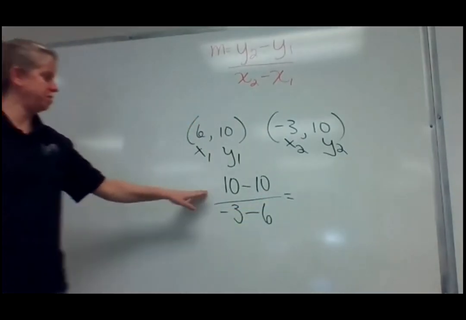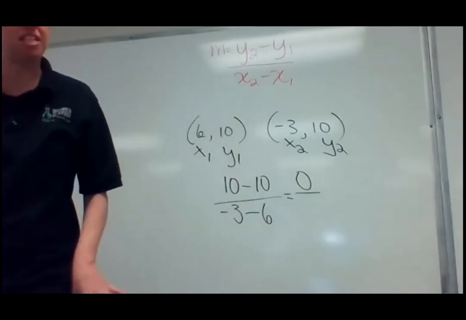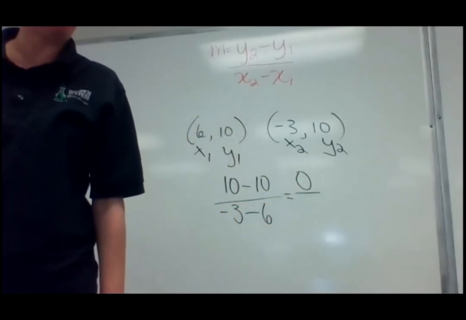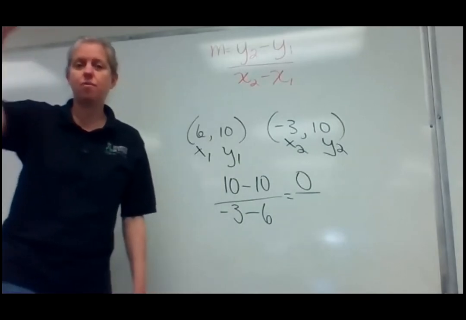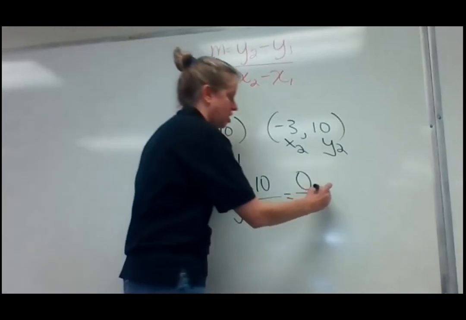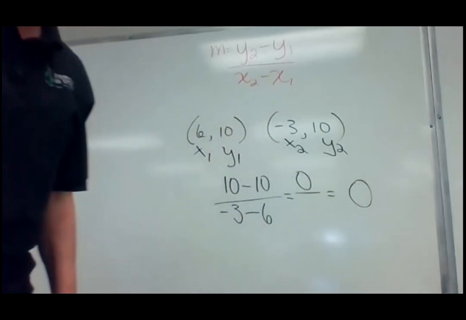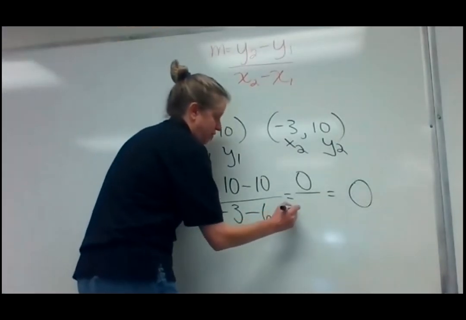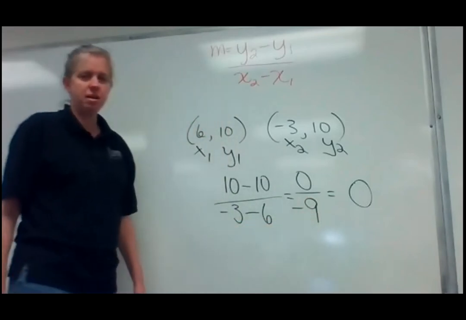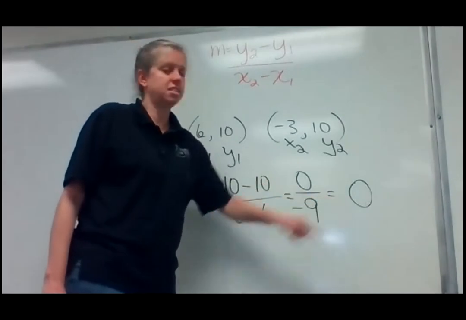Look what you get up top. You've got 10 minus 10, which gives me 0, which actually means it doesn't even really matter what the bottom number is. Because if you have a 0 as your numerator, 0 over anything is always 0. So the slope of that line would be 0. So let's see, -3 minus 6, just for fun, will give me -9. But again, it doesn't matter because 0 over anything is 0.